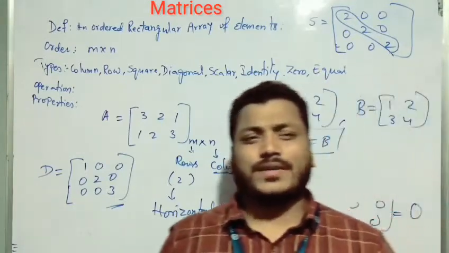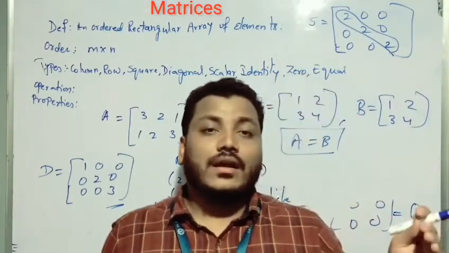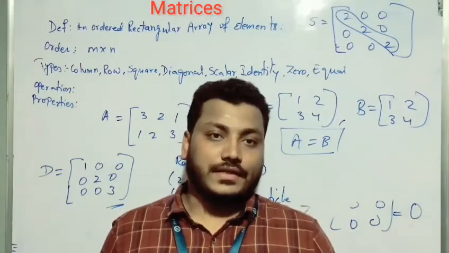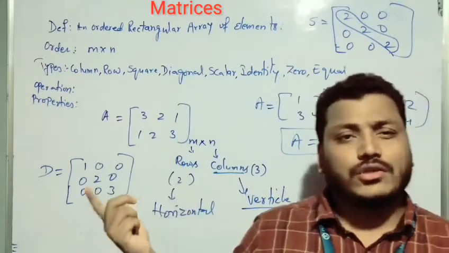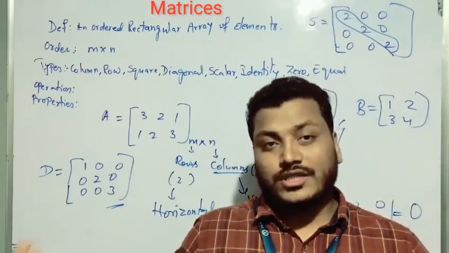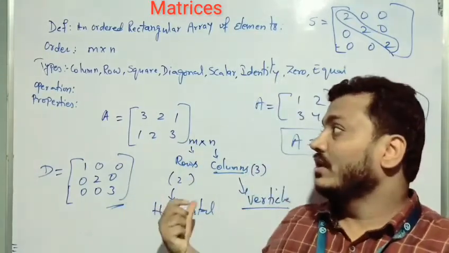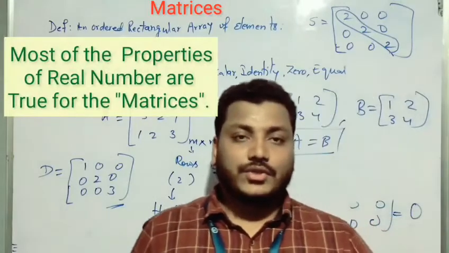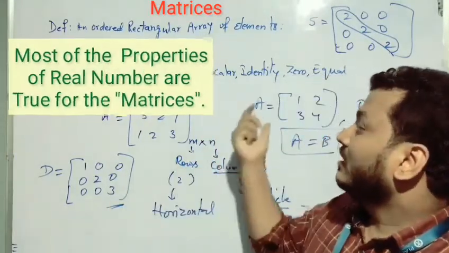Next comes operations. Operations are the same, like addition and subtraction: the corresponding elements will be added and subtracted. Only the multiplication is different, which we'll see later on. Now the properties are also the same: associative property, commutative property, closure properties, or the inverse properties are all the same as we do in real numbers. So most of the properties are the same in matrices as in real numbers.